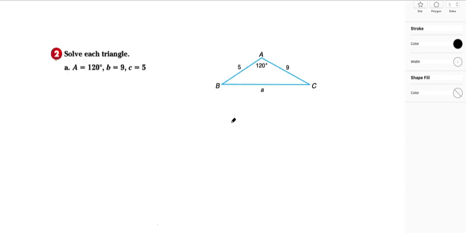Okay, again, here we are solving for a triangle, but this time, it's really the same thing. We're solving for a side. They've labeled it A, which is totally fine. I still think about it, so we can look at it the other way.